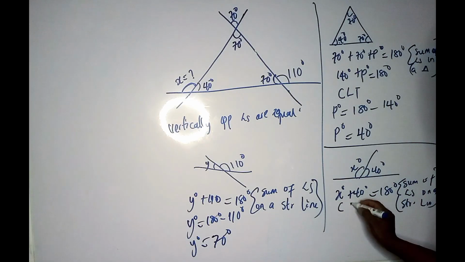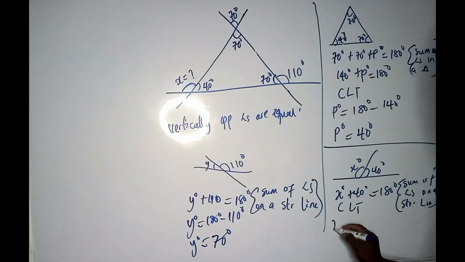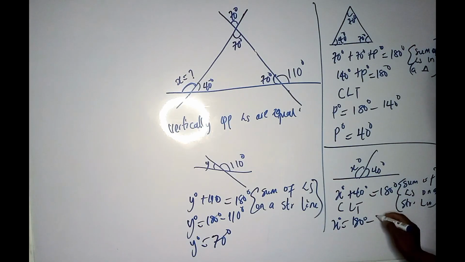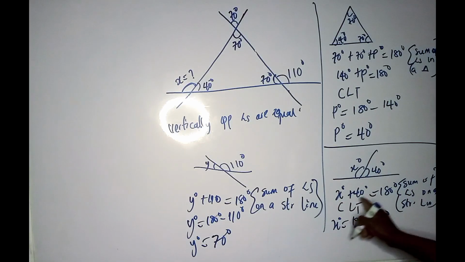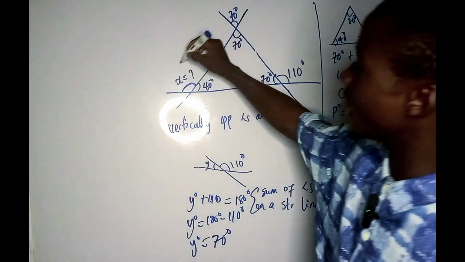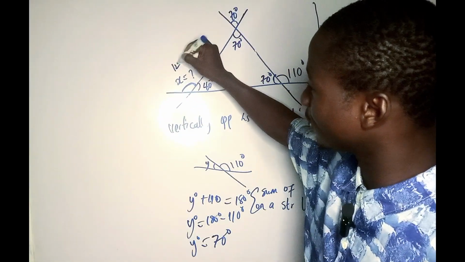Therefore, let us collect our like terms. Collecting like terms, we have x degrees equals 180 degrees minus 40 degrees. The sign crosses the equality sign, it becomes negative. So I have x equals 180 minus 40, and that gives us 140 degrees, and this becomes our final answer, which x is now equal to what? 140 degrees.